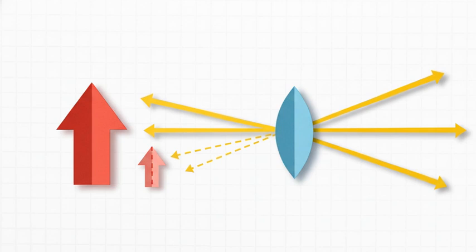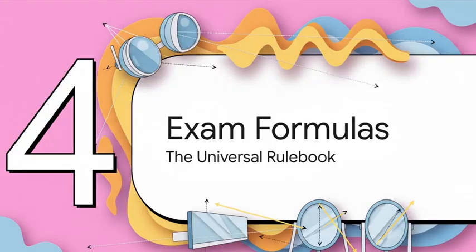And now for some good news. Concave lenses are way simpler. The rule is incredibly easy to remember. It doesn't matter where you put the object. A concave lens will always give you an image that is virtual, upright, and smaller. Always. No exceptions.